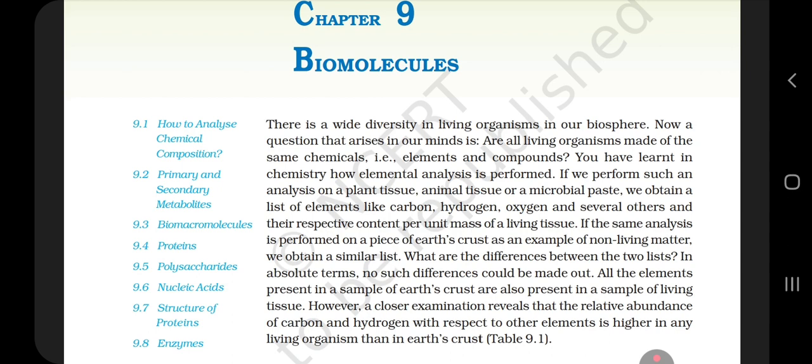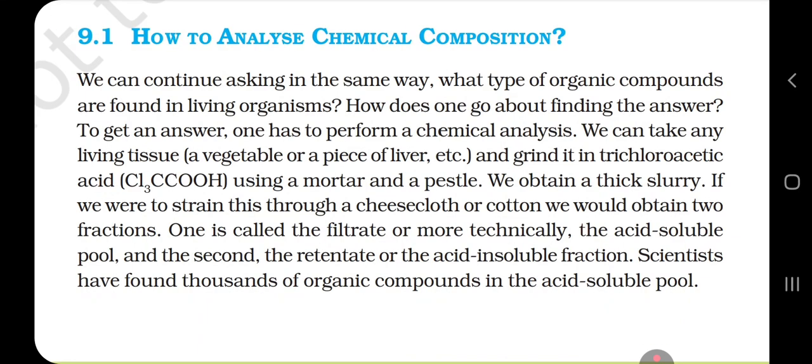In absolute terms, no such differences could be made out. All the elements present in a sample of Earth's crust are also present in a sample of living tissue. However, a closer examination reveals that the relative abundance of carbon and hydrogen with respect to other elements is higher in any living organism than in the Earth's crust. Table 9.1: How to analyze chemical composition.